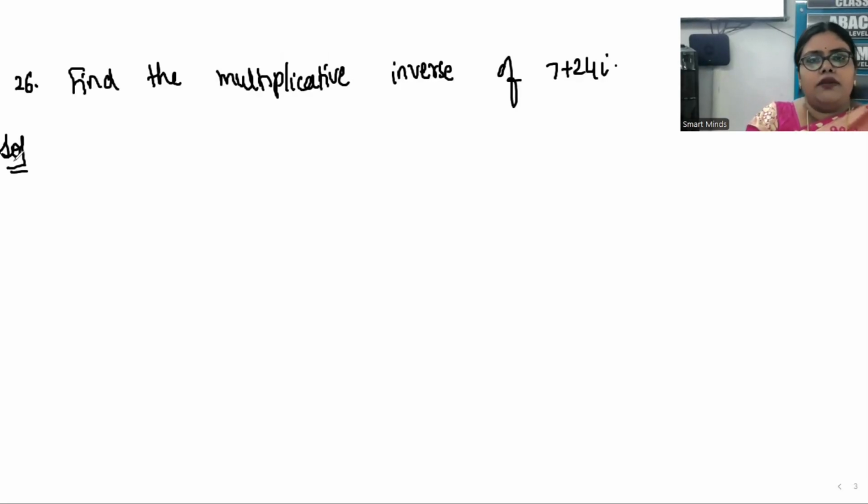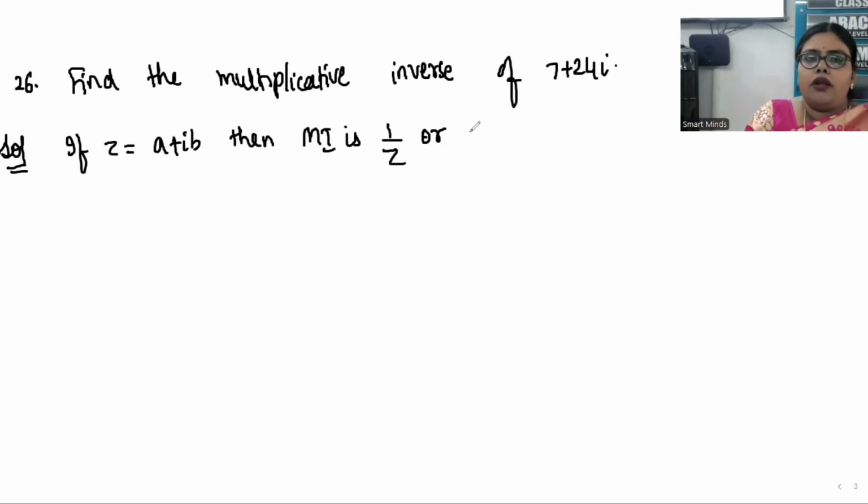Take the next question. Even this model is very important. Find the multiplicative inverse of 7 plus 24i. So first let me give you a concept. If z is equal to a plus ib, then multiplicative inverse is given by 1 by z or z power minus 1. Its formula is a minus ib by a square plus b square.